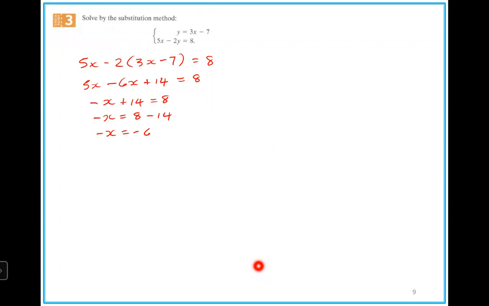If negative x is equal to negative 6, we're looking for what x is. So we'll say negative 6 divided by -1 equals 6. So x itself would be equal to 6. All right, so x would be equal to negative 6 over negative 1, x equals 6. So you know x is equal to 6. So how can you find y?